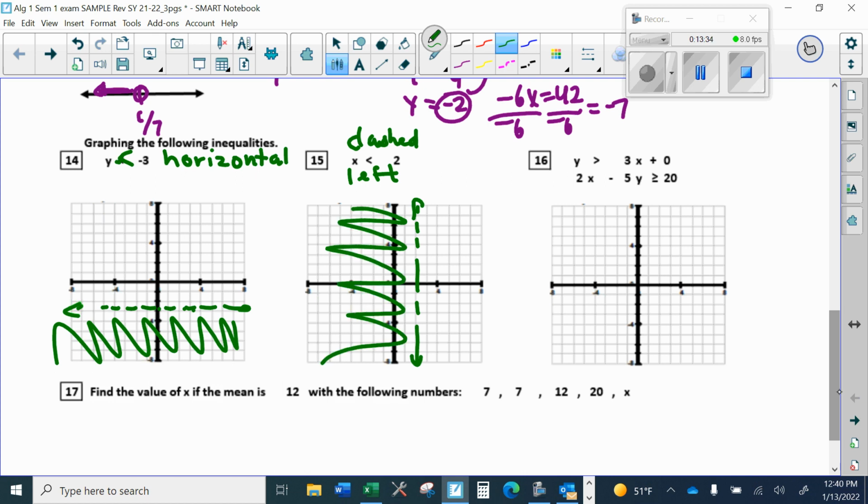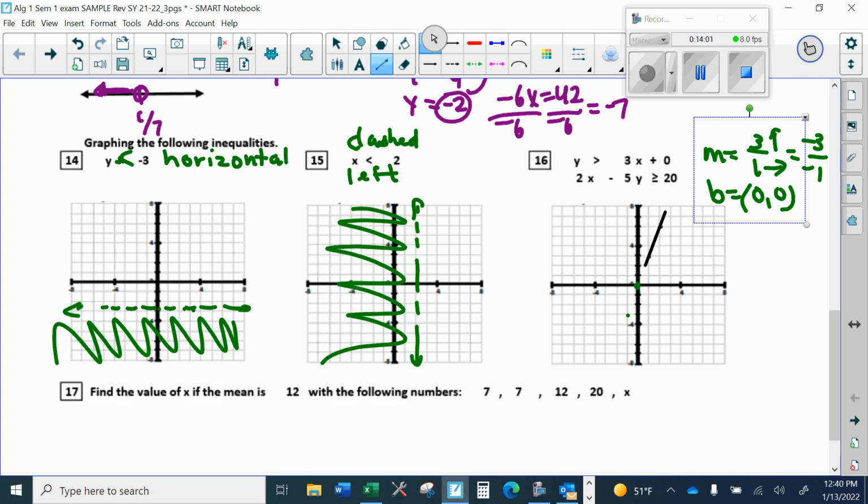All right, here we have y equals 3x plus 0. So the slope is 3 over 1. Remember, write it as a fraction with the arrows. So y-intercept is 0, 0. Okay, so 0, 0 is my point, and I go up 3, right 1. Up 3, right 1. I could go down. Remember, I can also write this as negative 3 over negative 1, which would be down 3, left 1. Okay, and there's my line then.